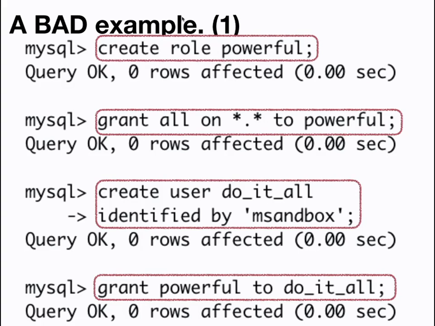What you see on the screen: I create a role named powerful. Then I grant everything to this role, so it's really powerful. Then I create a user called do_it_all. And then I grant powerful to the user. So far, so good.